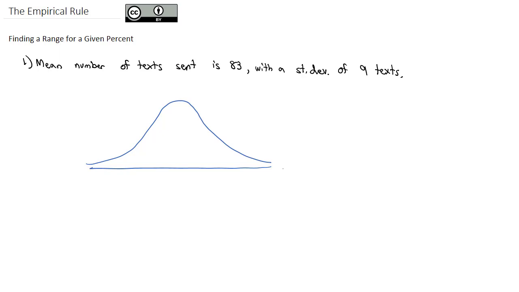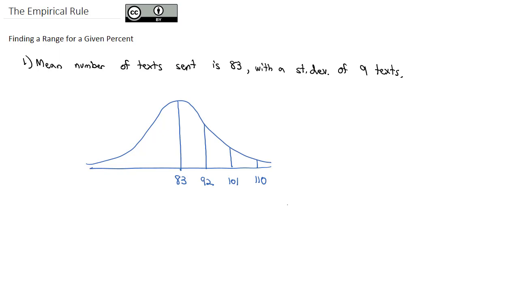falling. The mean number of texts is 83, so that's going to be the middle of the curve. The standard deviation of 9 texts tells me that I'm going to increase 9 texts with every standard deviation. So if I increase 9 texts, I'm up to 92. That's 1 standard deviation above the mean. Increase another 9 texts, that's 101. That's 2 standard deviations. And then 3 standard deviations would be 110.